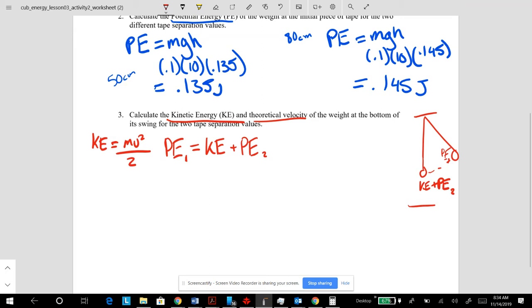So I already figured out this one, right? PE1. So for 50 centimeters right here, this is my 50 centimeter side. I can say my potential energy 1 is already calculated from this problem right here. So I can say 0.135 joules is equal to kinetic energy, what we're solving for, plus potential energy of the object hanging. What does that equal? Close. So potential energy, what's the equation for that? It's from up here.